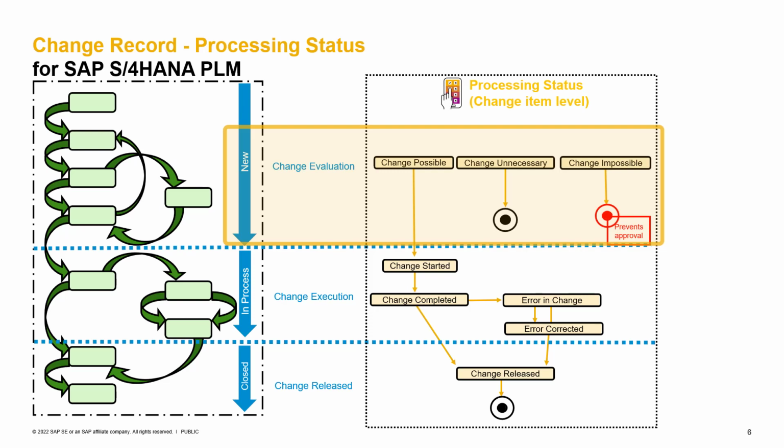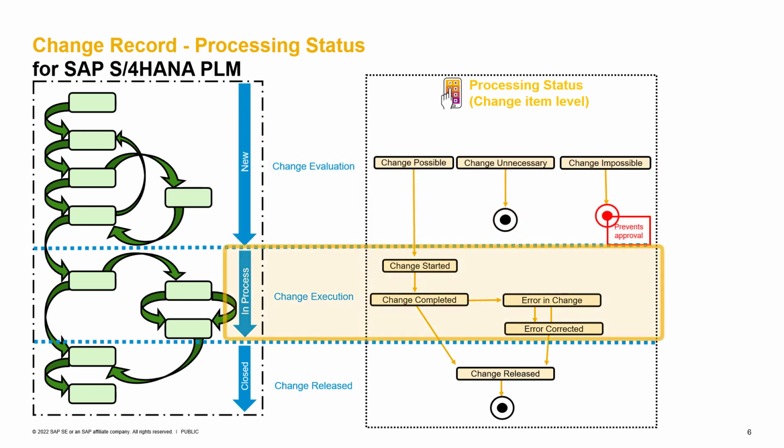Setting the processing status to possible or unnecessary, a push to the change execution is allowed and a change number can get generated. From change unnecessary, no further processing status can be set. From change possible, you can push the processing status in the execution phase to change started, change completed, error in change, or error corrected. The relation of the single statuses you see on the arrows in the chart.